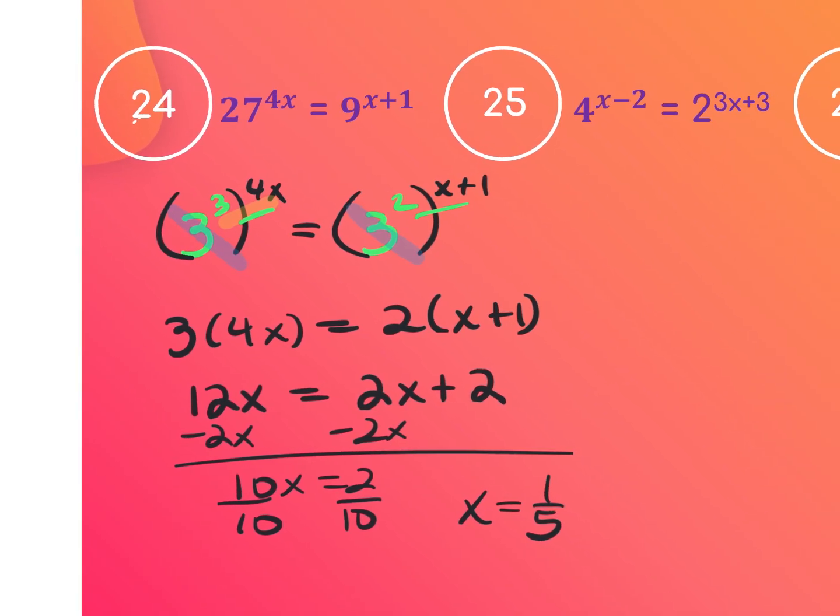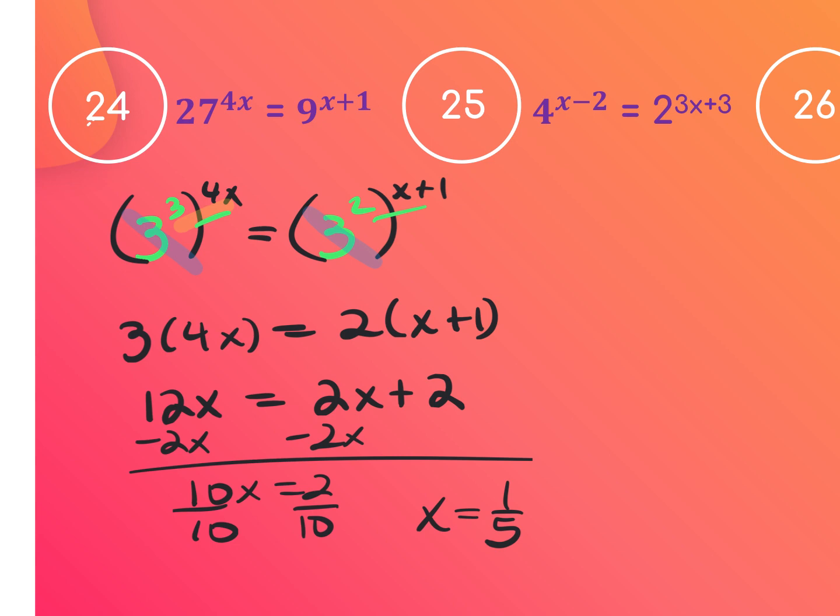The next one. Make the bases the same. This one I only need to change the 4. I'm going to change the 4 into a 2 squared. Remember, it still has the x minus 2. And then the other side is already set for me. Now that I have the same base, get rid of those 2's.